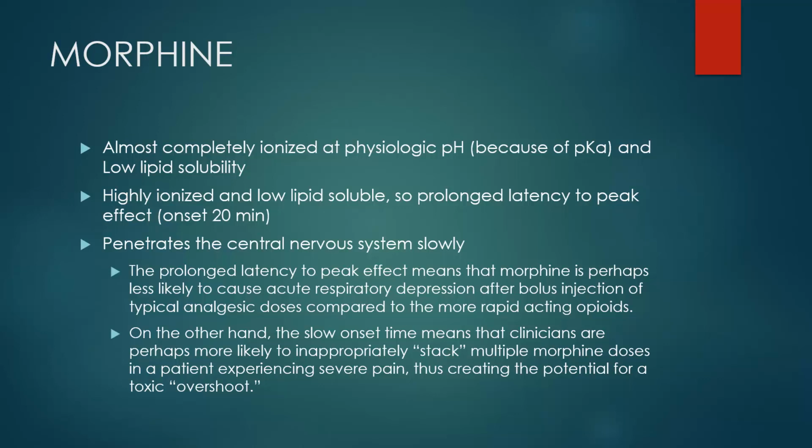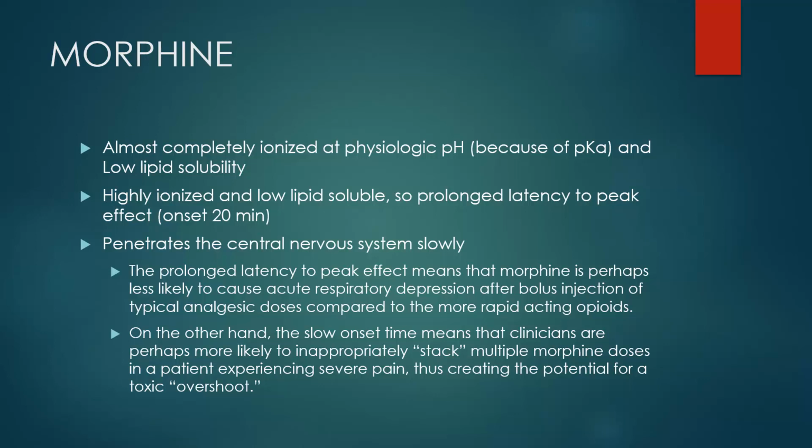Morphine has a slow onset time. Its pKa makes it almost completely ionized at physiologic pH. So, highly ionized and low lipid solubility account for morphine's prolonged latency to peak effect, so slower onset. Morphine penetrates the CNS slowly, and this feature is both good and has some disadvantages associated with it.